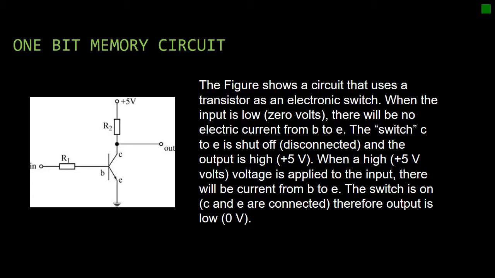On the other hand, when the input is 5 volts, there will be a current flowing from B to E, and therefore the switch from C to E will be connected, and therefore the output will be 0.